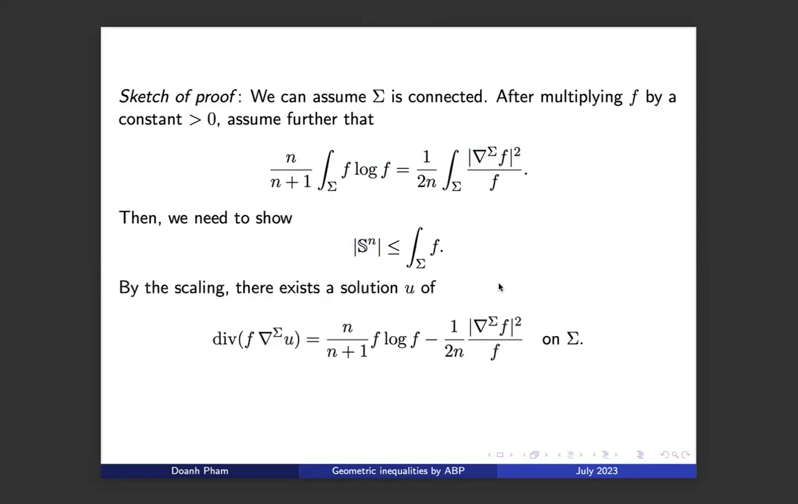Well, by the scaling, there exists a solution to the following equation: divergence of f gradient u equals the left-hand side of the scaling minus the right-hand side of the scaling. We note that sigma is a closed submanifold, therefore we don't have a boundary condition. So the scaling here is necessary and sufficient for the existence of the solution.